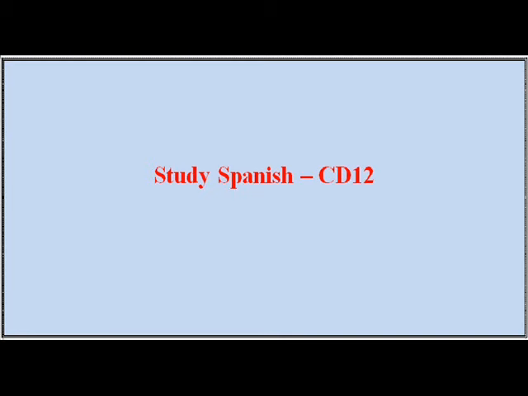How would you say I have prepared in Spanish? He preparado. How about I have visited? He visitado. He has prepared. Ha preparado.